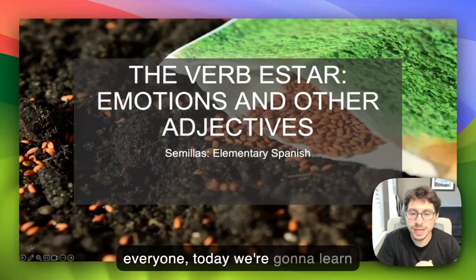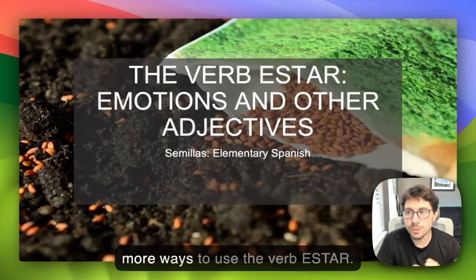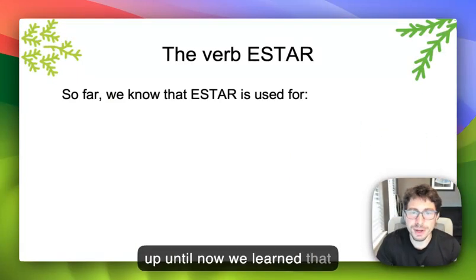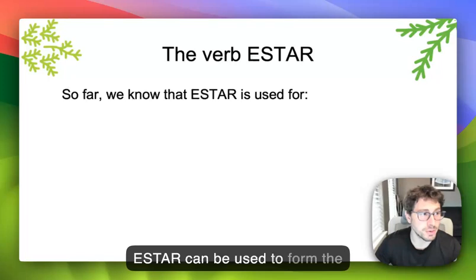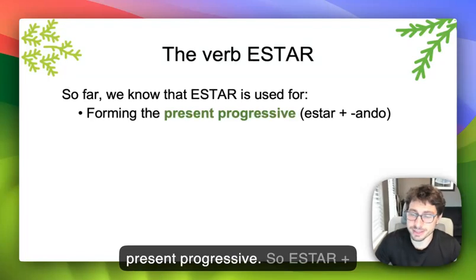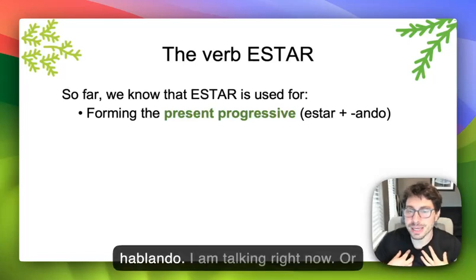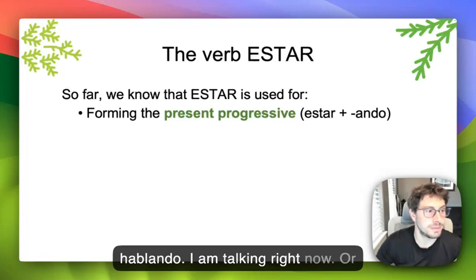Hi everyone, today we're gonna learn more ways to use the verb estar. This is gonna be a quick video. So up until now we learned that estar can be used to form the present progressive. So estar plus ando. In this case, yo ahora estoy hablando. I am talking right now.